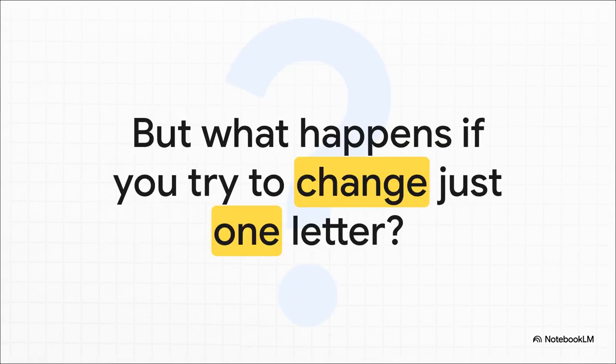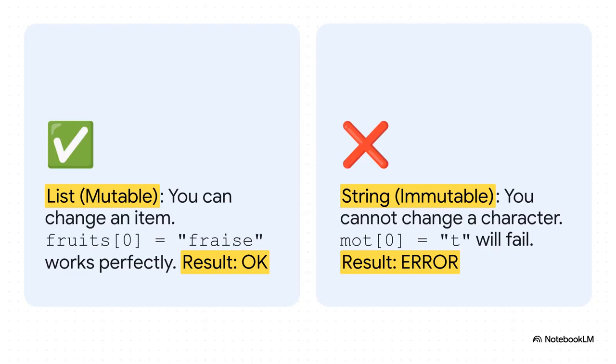If we can read any part of it so easily, can we change it too? What if we wanted to swap out just one of those letters? And the answer, maybe surprisingly, is a big no. This is the second huge rule you gotta know. Strings are immutable. That's just a fancy way of saying they're unchangeable.